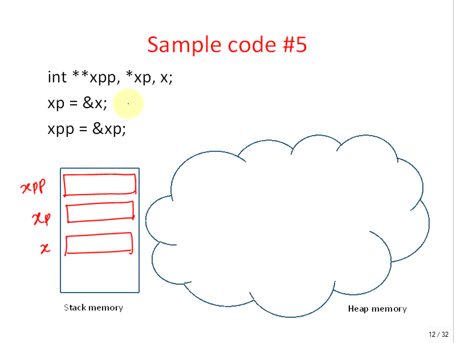XP equal to address of X here, right? XP equal to address of X, which means we are going to point to this X, right? So then XPP equal to address of XP. So this guy is going to point to here.